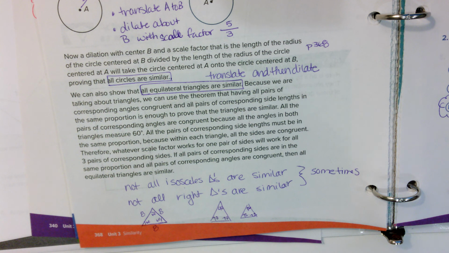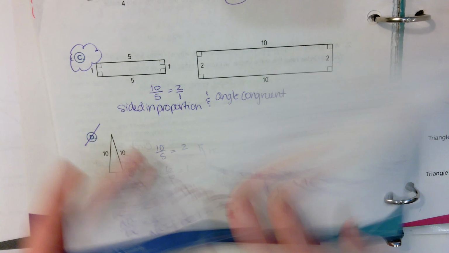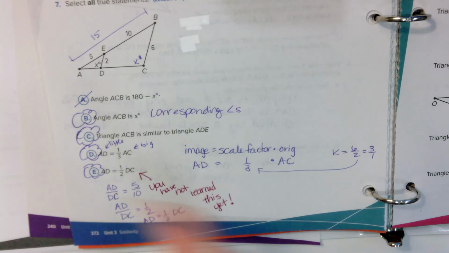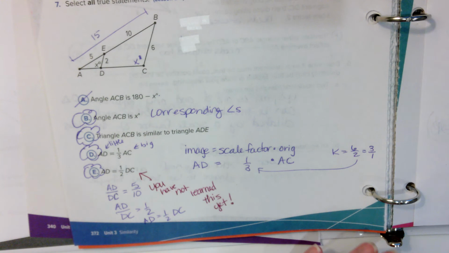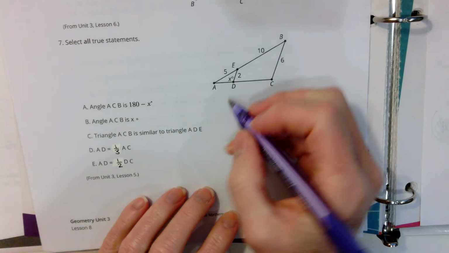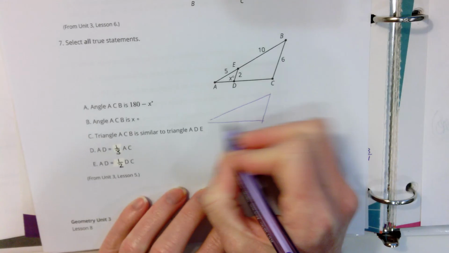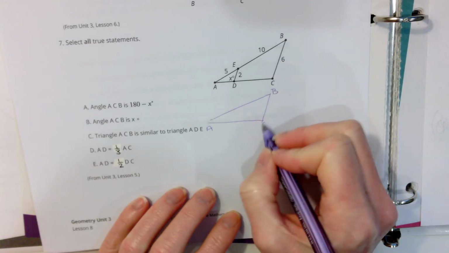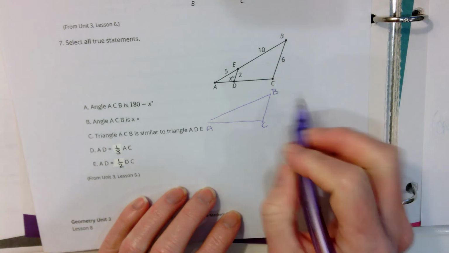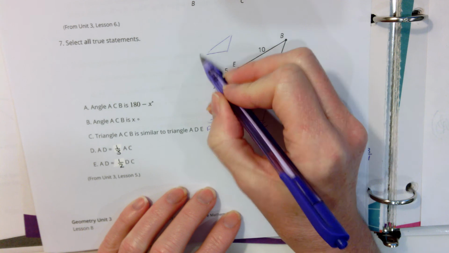So next I'd like to talk about, in practice 8, number 7. Let me grab a blank one, please. So let's take a look at this. First of all, this is a nested triangle in the sense that I have a larger triangle ABC. This isn't drawn correctly. This is my ABC, and inside of it, I have this smaller ADE.